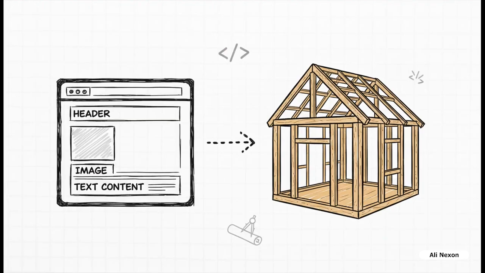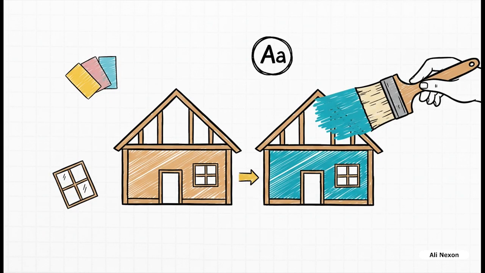First up, we have HTML. That stands for Hypertext Markup Language. Think of this as the skeleton of our digital house. It's the frame, the studs, the foundation. It provides all the raw structure. It tells the browser, this is a heading, this is a paragraph, here's an image. Honestly, without HTML, you've just got a totally blank page.